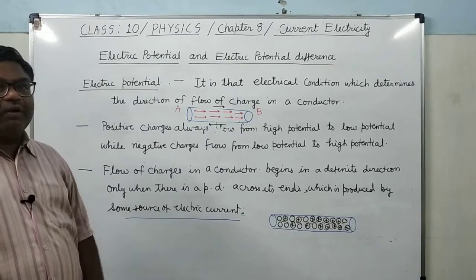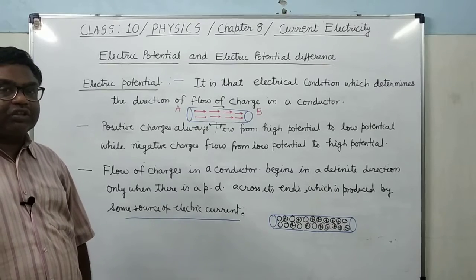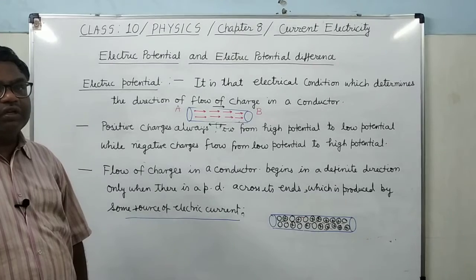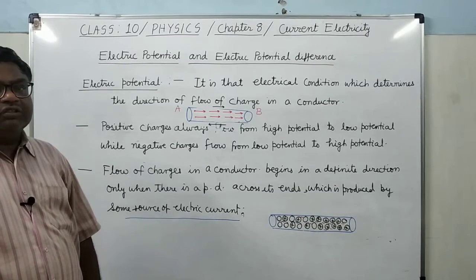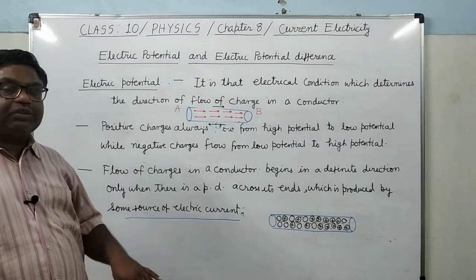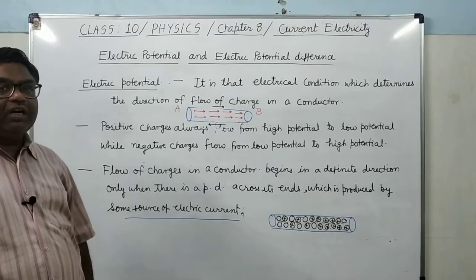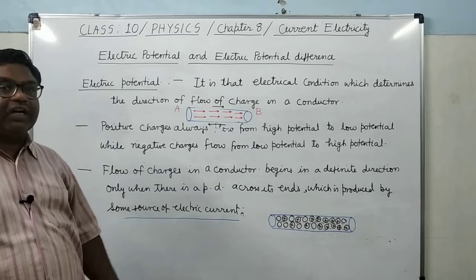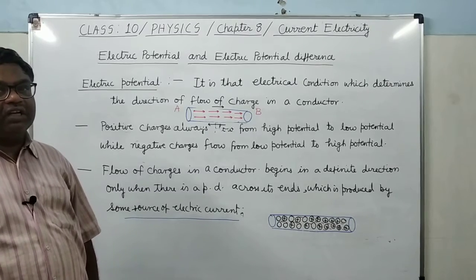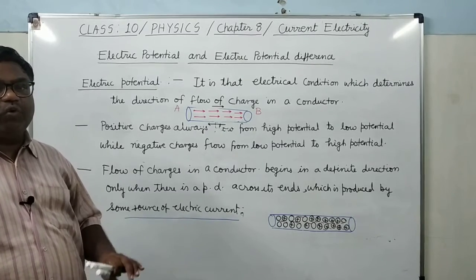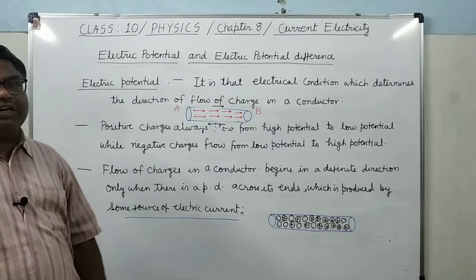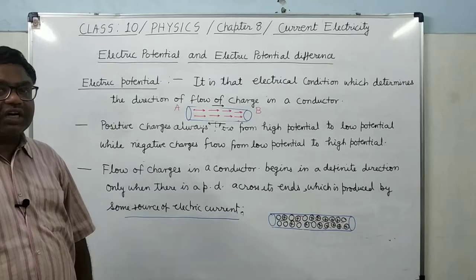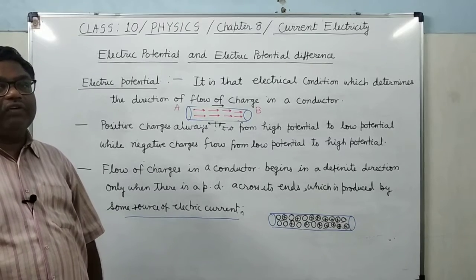That will create the potential difference, and when the potential difference is created, what will happen? Current will start flowing. Is it clear? So it is the potential difference which creates the electric current, which makes possible the flow of free electrons in a definite direction, and therefore current flows. We can say current flows because of the flow of electrons.